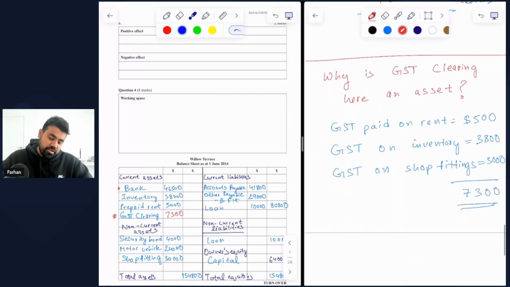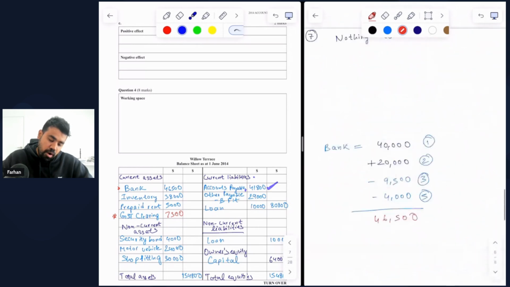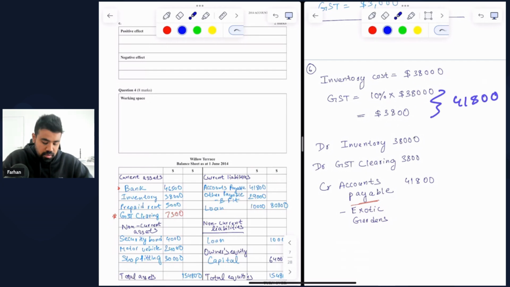All right, so let's look into current liabilities. So accounts payable is 41,800. This comes from the inventory. So you have accounts payable of $41,800, and that is because of the cost of the inventory of 38,000 and the GST of 10% applied on 38,000, which is 3,800. Together, these two making it $41,800. And this hasn't been paid for yet because the inventory has been purchased on credit.